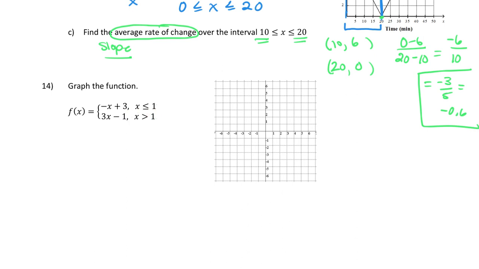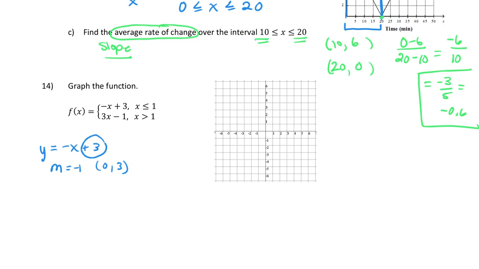So one thing we notice is we have two lines, f of x equals negative x plus 3 and f of x equals 3x minus 1. So let's just start with our first one. f of x equals negative x plus 3. I'm just going to write that's the same thing as y equals negative x plus 3. Our slope is negative 1, and the y-intercept is at 0, 3. So let's go ahead and draw the line.